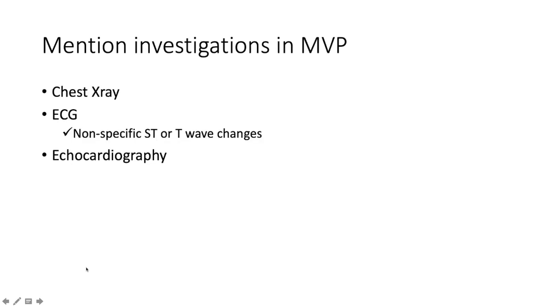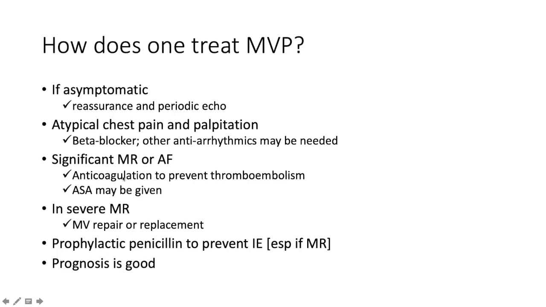How would you want to investigate someone with mitral valve prolapse? Well, it follows the same principles as we've mentioned when investigating any mitral valve disease. Chest X-ray is a good idea. ECG as well is going to demonstrate some non-specific ST wave changes, and of course an echo. And how are you going to treat mitral valve prolapse? Well, if the patient's asymptomatic, you just want to reassure them. You can do periodic echo, maybe even annually or 6 monthly.